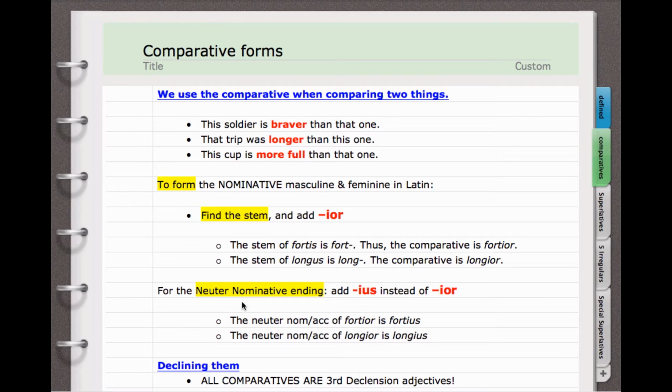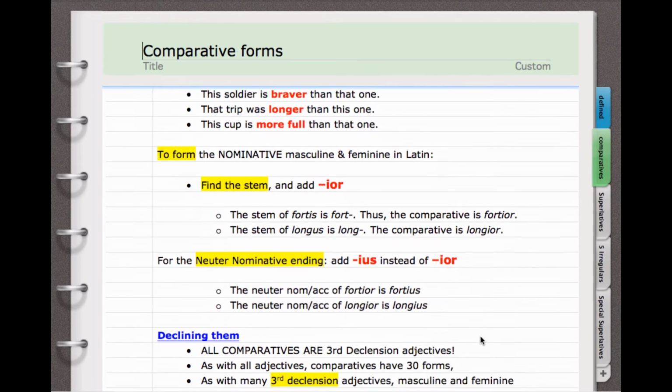The neuter, nominative, and accusative, of course, ending is slightly different. It adds IUS instead of IOR. So therefore, the neuter, nominative, and accusative of fortior would be fortius, and of longior would be longius. Like all adjectives, these comparatives and superlatives as well have forms so that they can agree in gender, number, and case with the adjectives that they modify.